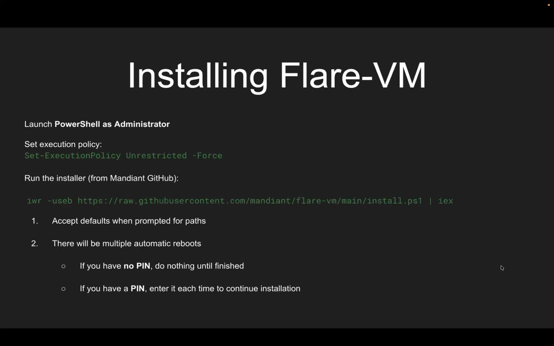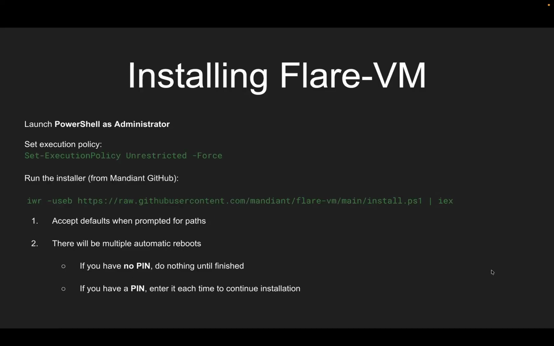Now you want to install Flare VM. Launch PowerShell as administrator. That's important to be administrator. We set the execution policy with the following command, run the installer, and then put the following command in, which is that installer. We accept the defaults when prompted for paths. There's going to be multiple automatic reboots. If you don't have a pin for your computer, do nothing until it finishes. But if you did set a pin, you're going to need to be there periodically to put in your pin on reboot.